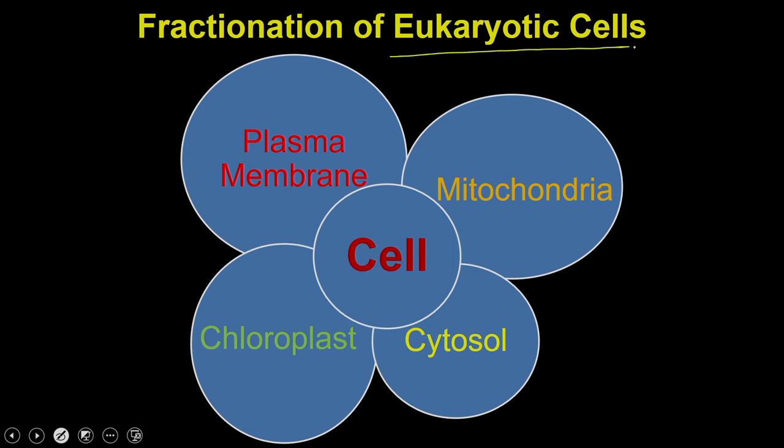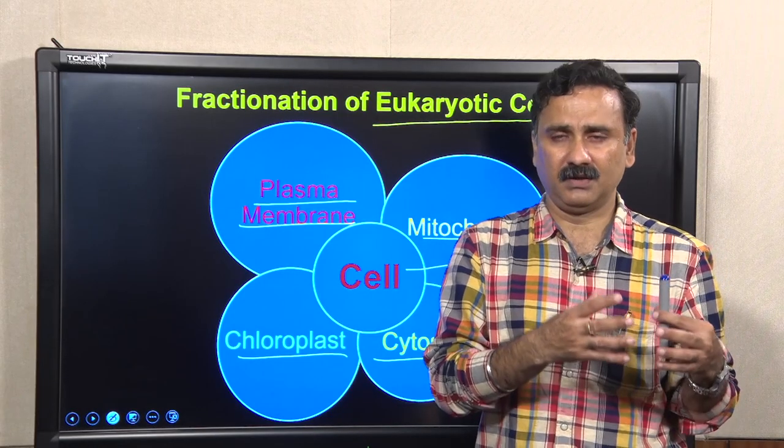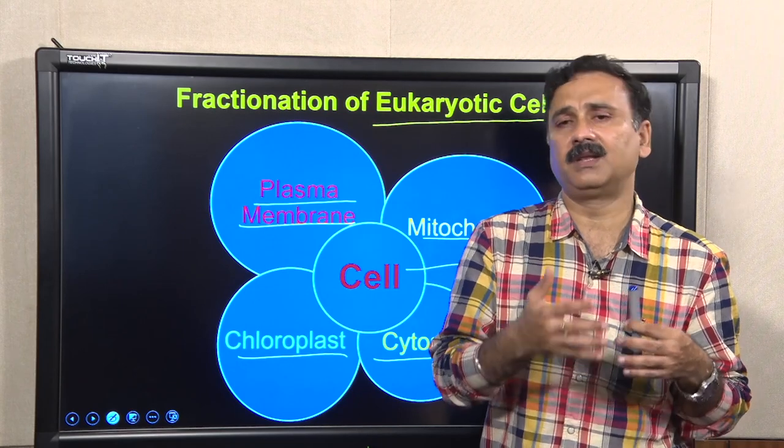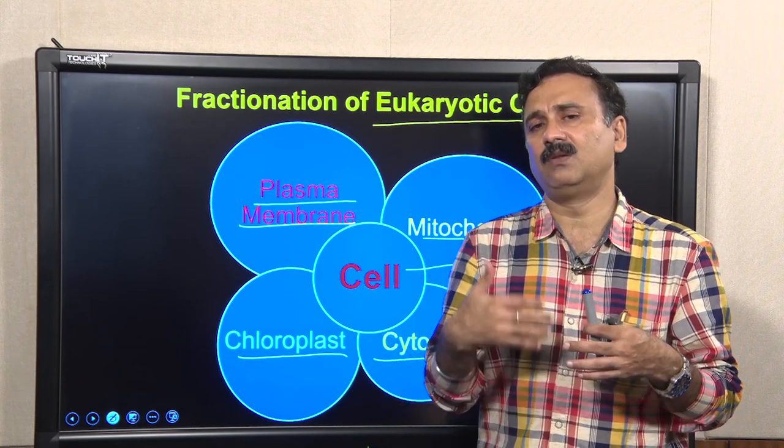Within the eukaryotic cell you have multiple locations, like the plasma membrane, the mitochondria, the chloroplast, and the cytosol, and in the case of plants you might also have the cell wall. So how do you fractionate this? To understand the fractionation, first you have to understand the instruments as well as the principle, and then we will discuss the fractionation of the eukaryotic cell, how you can isolate the different organelles, and even how you can isolate the protein from those organelles.